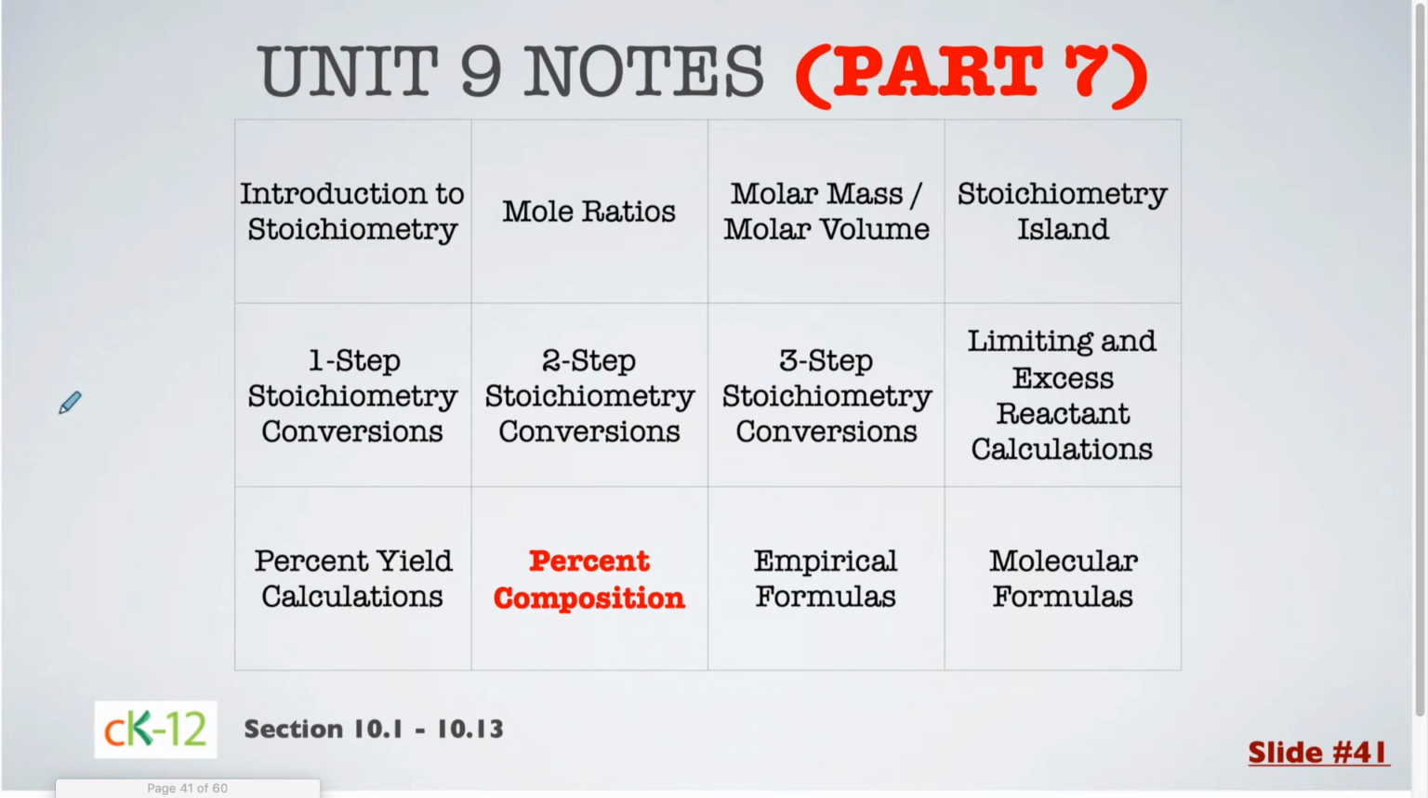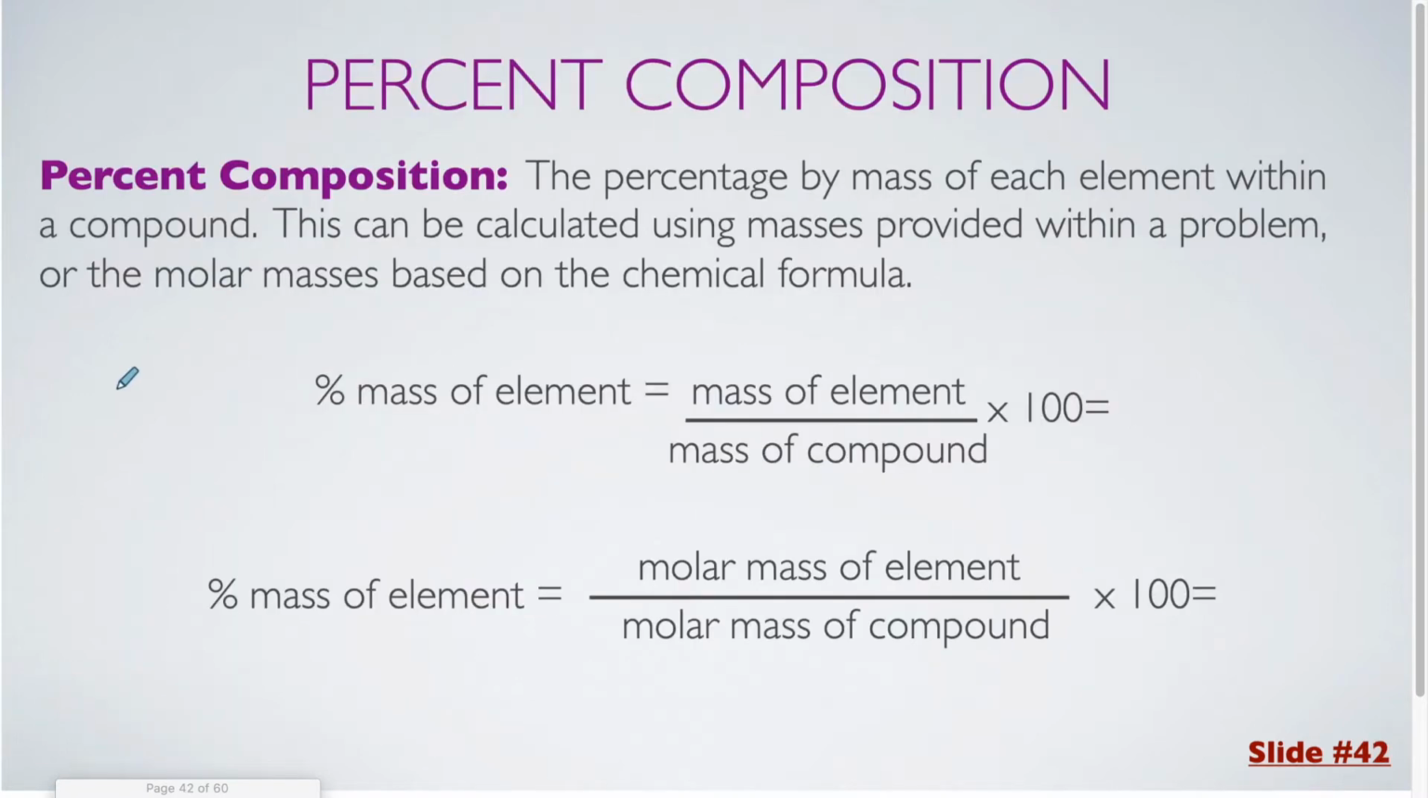In Part 7 of the Unit 9 notes, we are going to be covering percent composition calculations. Percent composition is the percentage by mass of each element within a compound. This can be calculated using masses provided within a problem or the molar mass based on the chemical formula.